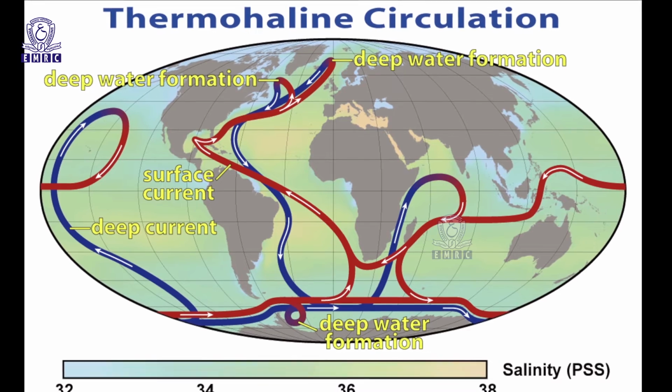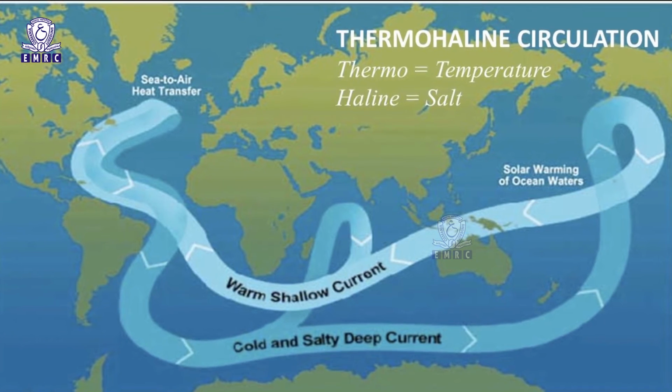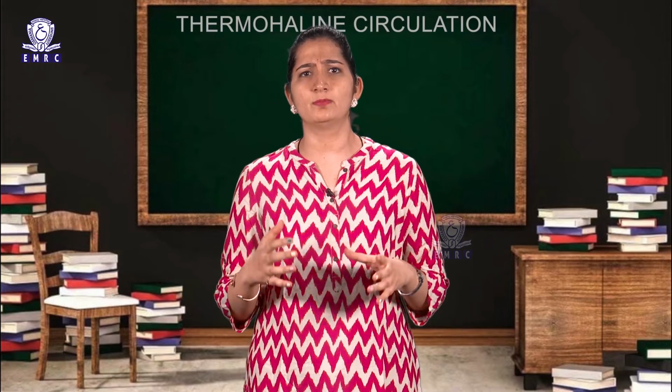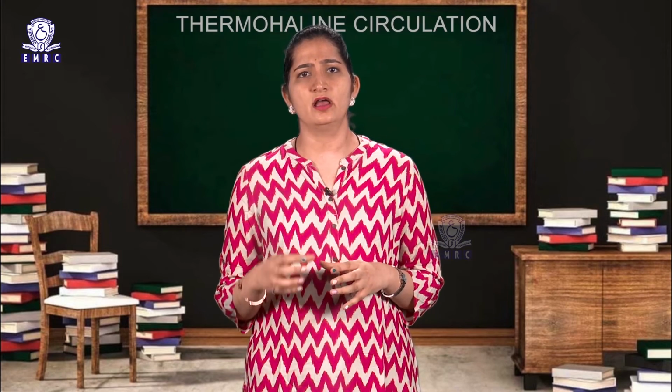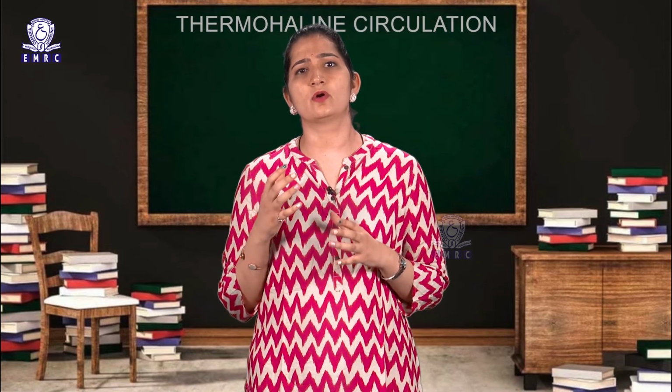These are called the thermohaline circulation. This thermohaline circulation is induced by differences in temperature and salinity. Thermohaline circulation is known as the global conveyor belt because its circulation of warm and cold water acts as a submarine river and moves the water masses throughout the oceans. This is one of the very unique phenomena of the oceanic water masses.